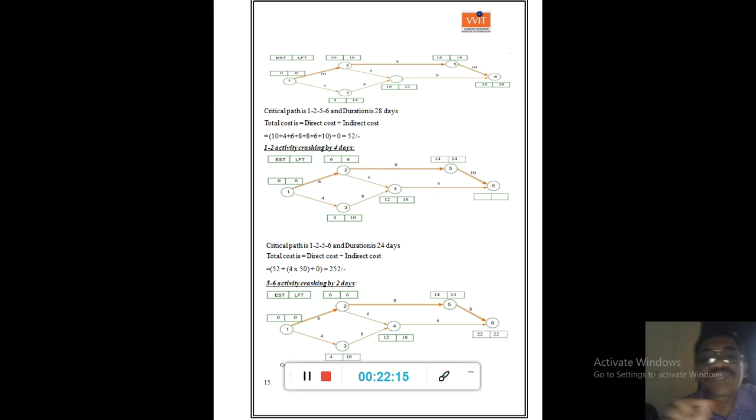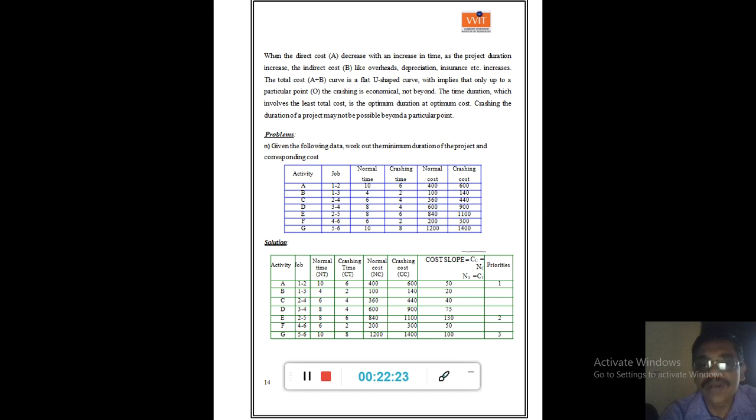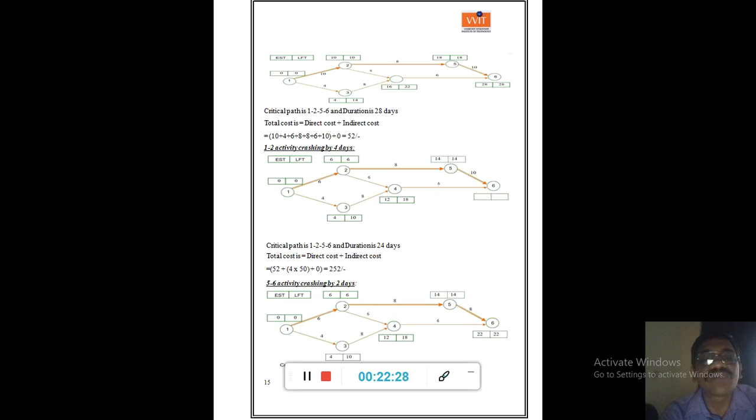So first we will draw the network diagram and find out the critical path for the original values. 1 to 2 normal time is 10. You mark the critical path with the double arrow like this: 1 to 2, 2 to 5, and 5 to 6. The critical path is 1 to 2, 2 to 5, 5 to 6, and the duration is 28 days.